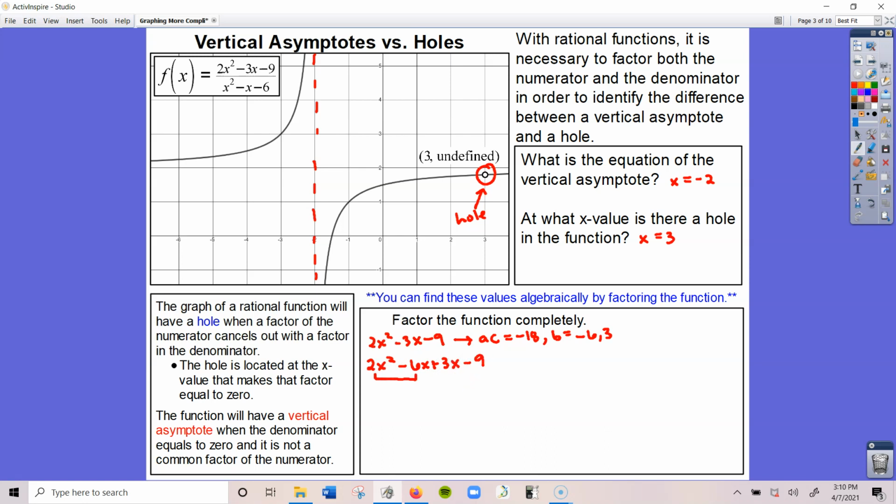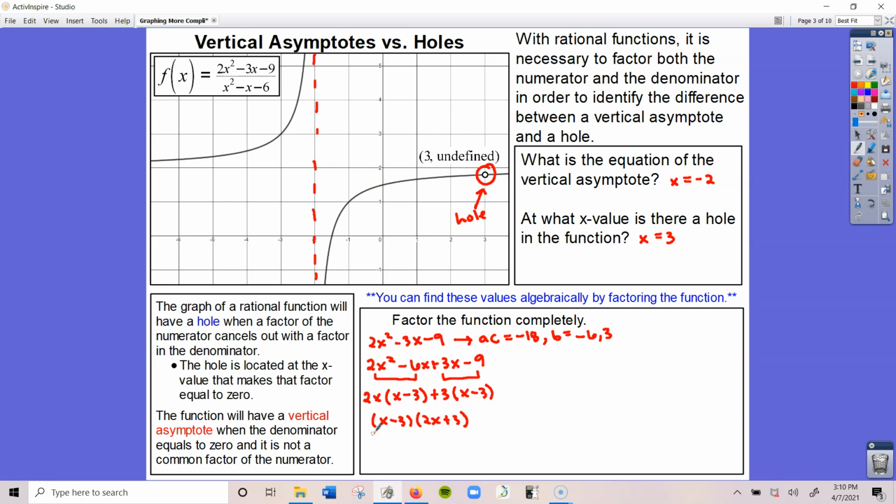Now we factor by grouping. 2x squared and negative 6x both have a 2x in common. And then we would have x minus 3. The 3x minus 9 has a 3 in common, so we would factor out a positive 3, and we would get x minus 3. So my factors here are x minus 3 and 2x plus 3.